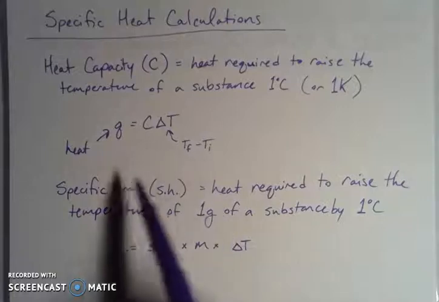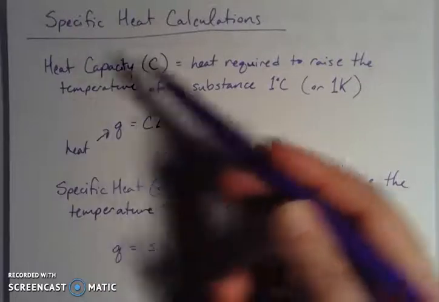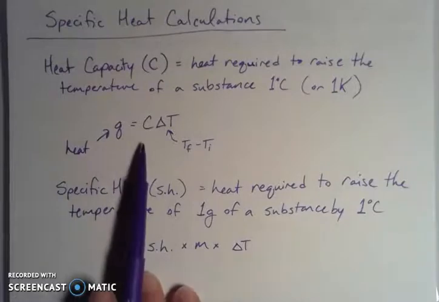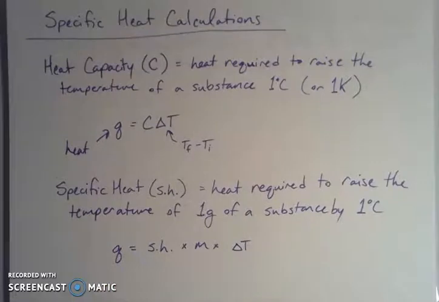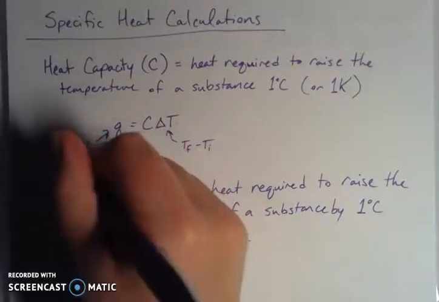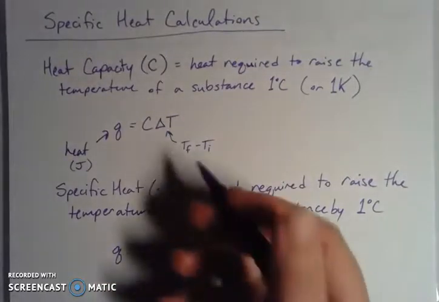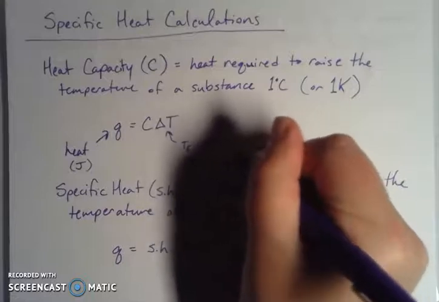So if we're analyzing our equation here and thinking about units and what types of quantities we would need in order to find this, we can see that if we rearranged and solved for C, I would have heat divided by the change in temperature. Now we know that heat is going to be in joules because that's our SI unit for energy, and temperature is going to be in degrees Celsius or Kelvin.